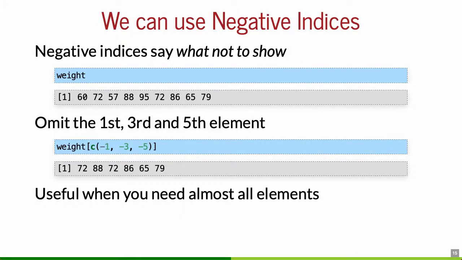We can also use negative indices. This is a clever idea. Essentially, the negative number shows the position that should not be shown in the result. For example, here you have everything except the first, the third, and the fifth. You get all the rest.